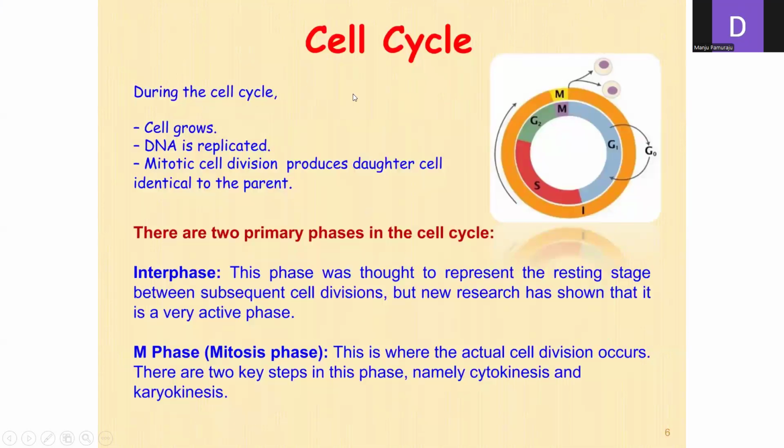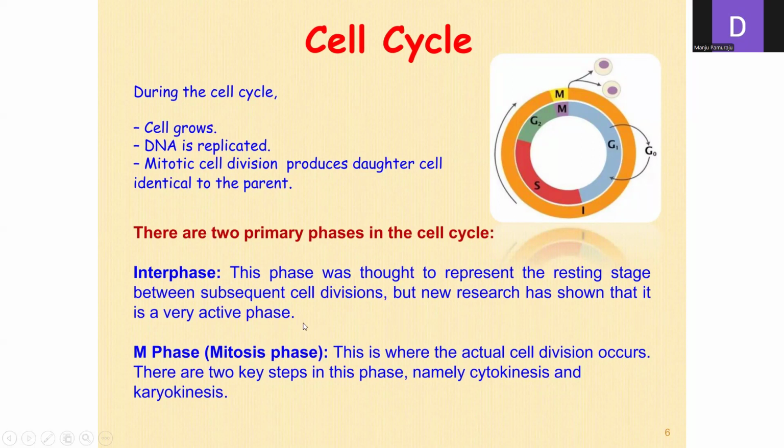During the cell cycle, the cell grows, DNA is replicated, and mitotic cell division produces daughter cells identical to the parent. There are two primary phases in the cell cycle. The first one is the interphase, the second one is the M phase, that is the mitosis phase. Interphase was thought to represent the resting stage between subsequent cell divisions, but new research has shown that it is a very active phase.